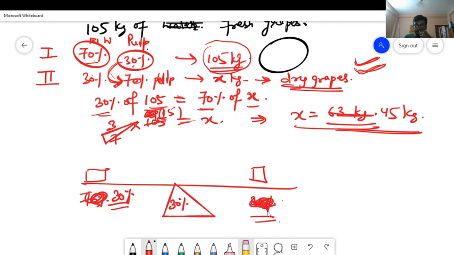What would we put here? 30%, I have taken the pulp here. Okay. We won't do it with the water. We will do it with the pulp. We would always choose the entity which gives us the finite relationship. Okay, so 30% pulp.